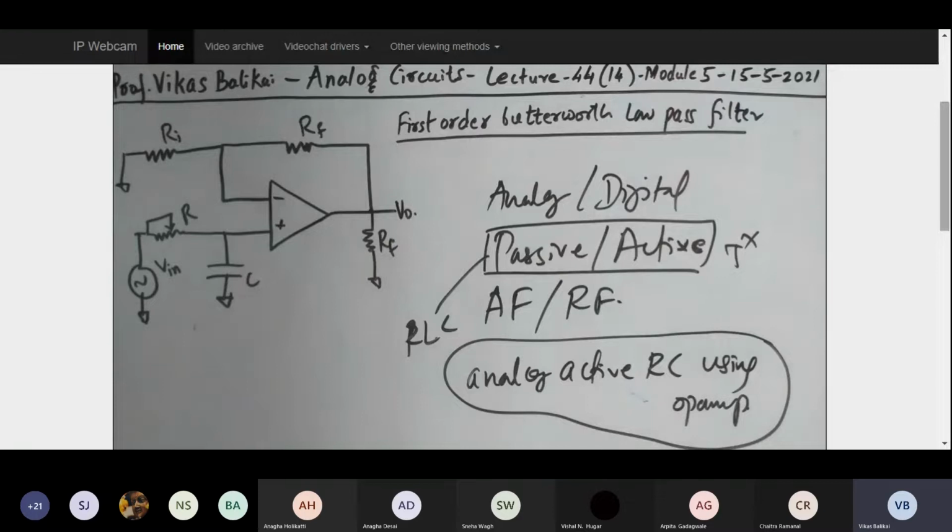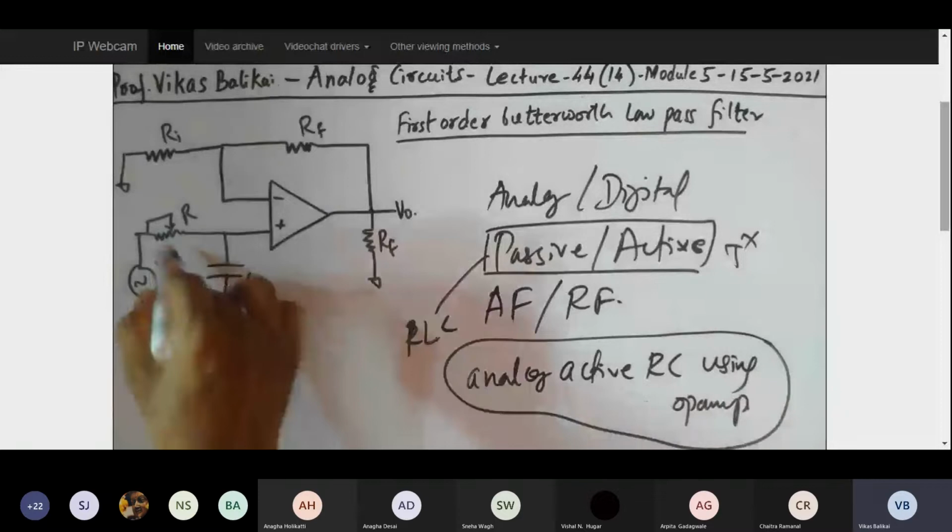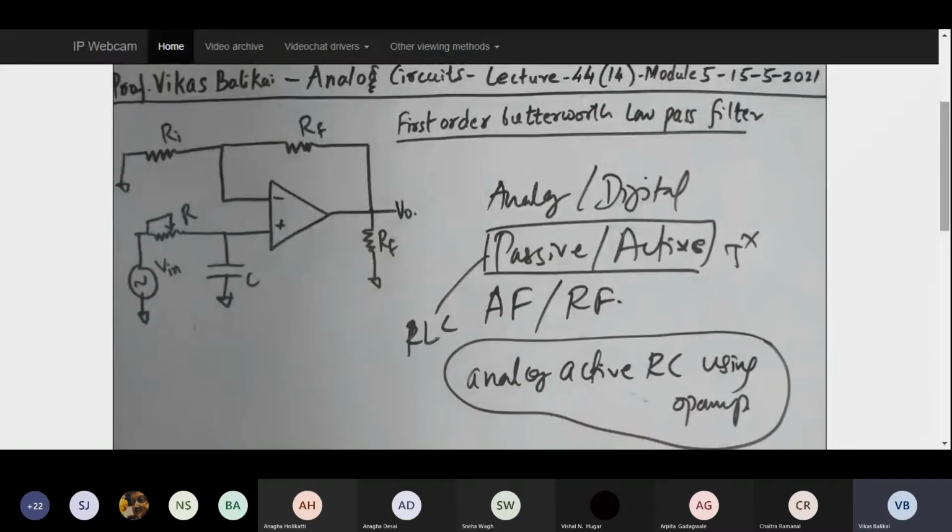We are going to restrict ourselves with respect to RC, and that's how we're going to design some of the active filters. Like I was telling, active filters are those which will have components like transistors and op-amps along with RLC. Right now, as you can see in the figure, it has R and C as well as the op-amp. So this clearly makes it an active filter.